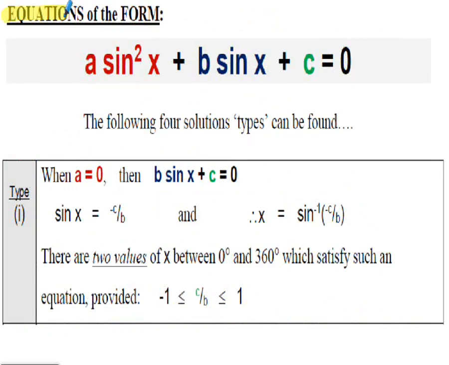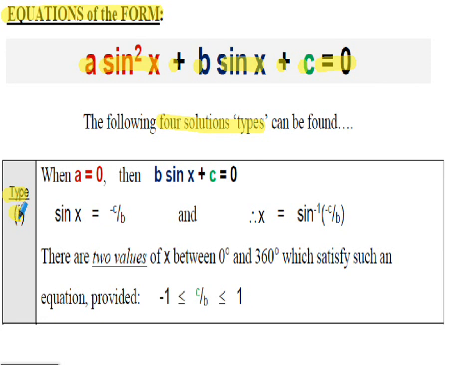Okay, we're going to look at the forms of equation we're going to now solve. I've stated here a generic expression of a multiplied by the sine squared of x plus b multiplied by the sine of x plus c is equal to 0. That's a generic form, but you'll see in a moment there are 4 types of problem we need to solve, and so there are 4 types of solution we need to be aware of.